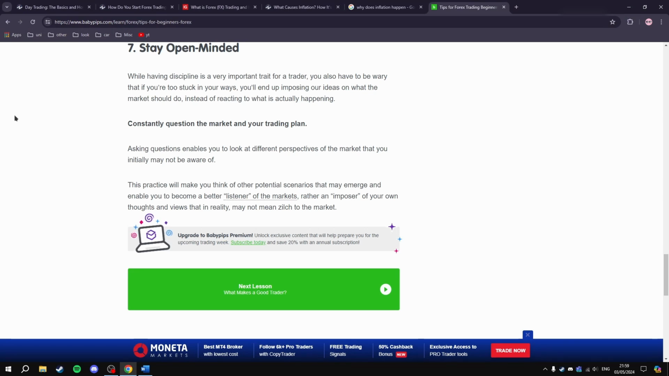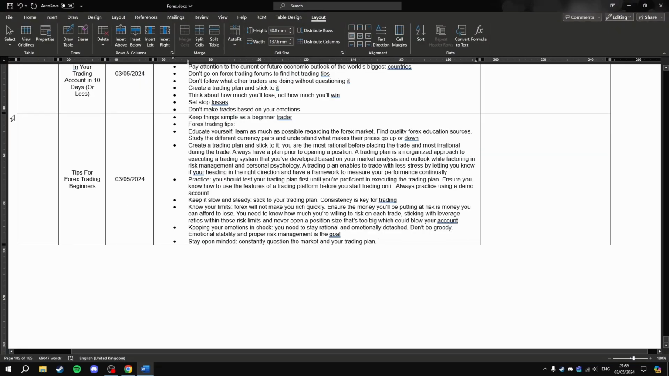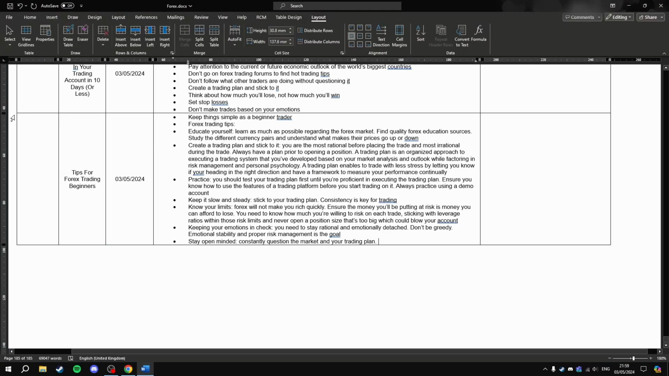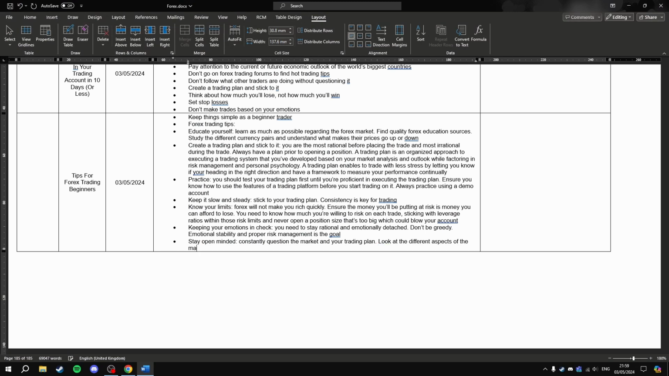Asking questions enables you to look at different perspectives of the market that you initially may not be aware of. This practice will make you think of other potential scenarios that may emerge and enable you to become a better listener of the markets, rather than an imposer of your own thoughts and views that in reality may not mean zilch to the market. Look at the different aspects of the market.